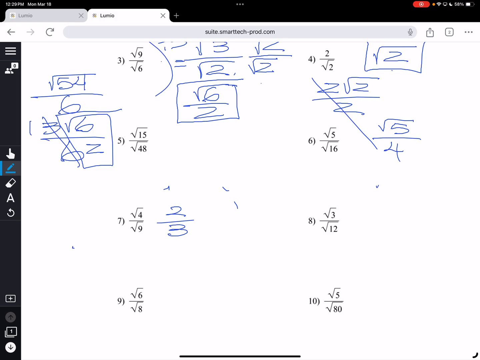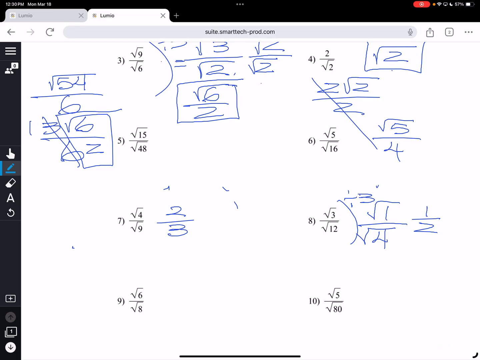All right, number 8. First thing we ask, can we simplify? What do they share, 3 and 12? Sure, 3. We're going to divide by 3. So we get radical 1 over radical 4. So what's the final answer? Radical 1 over 2. No, almost. Radical 1's a perfect square. 1 times 1 over 1. 2. 1 over 2. Yep.